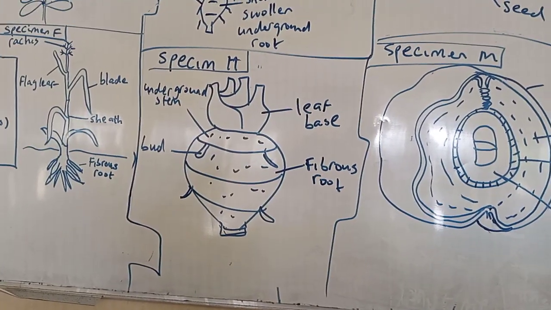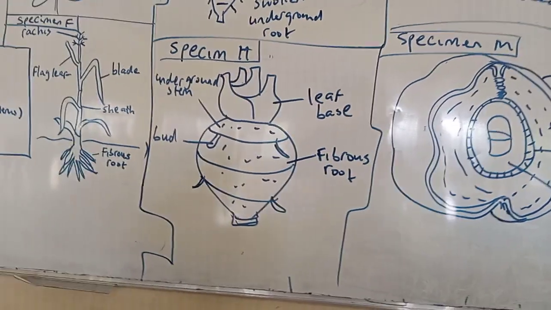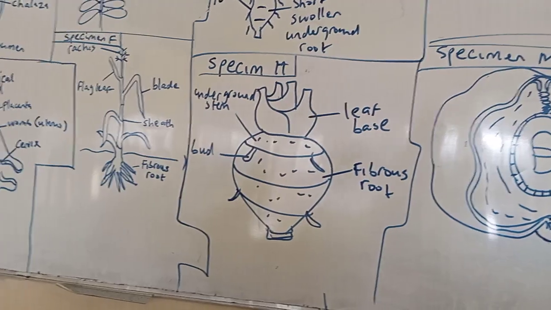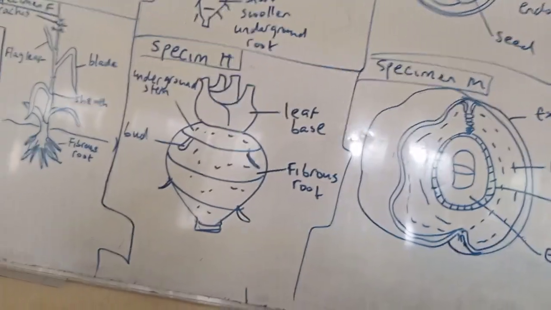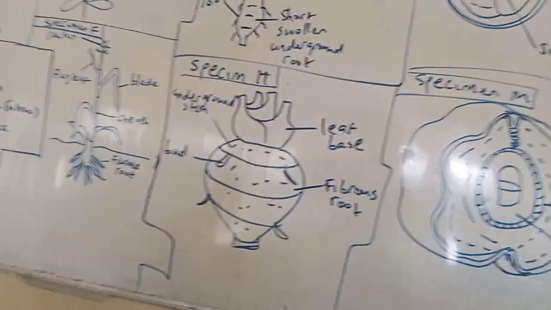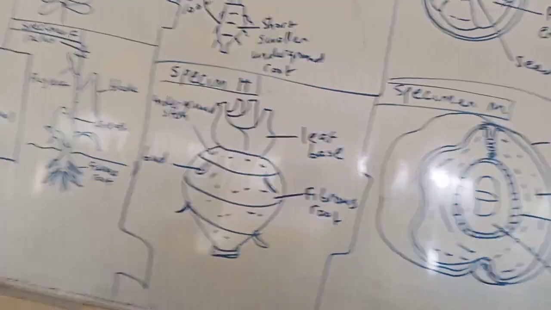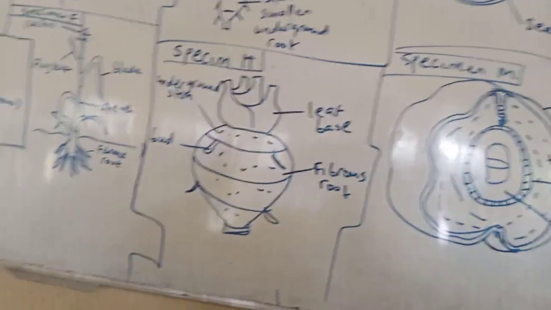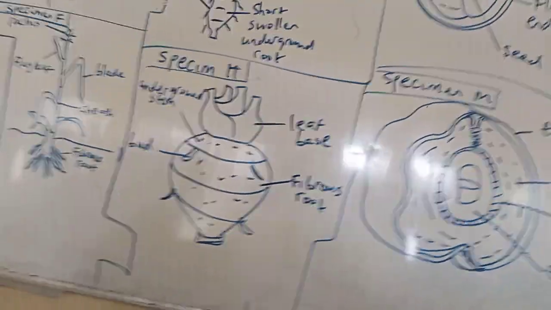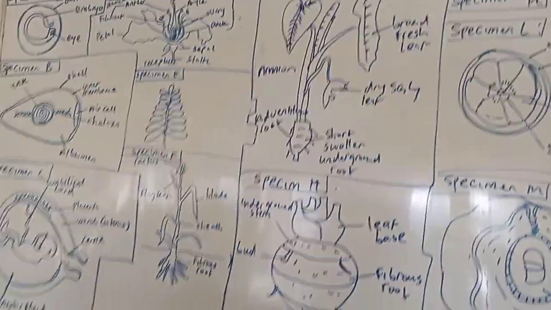Let's look at the features. Number 1, it is a culm. Number 2, it grows vertically. The stem is short and has nodes. It's a root and tuber crop. So that's basically it. If you are asked the economic importance, it is the same as specimen G. So that's it for now.